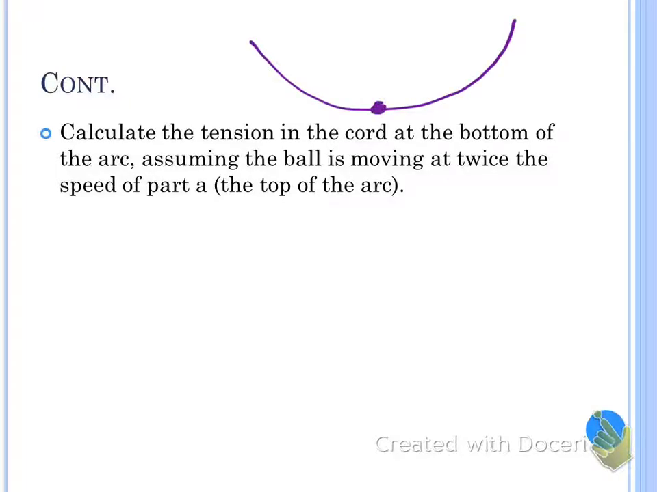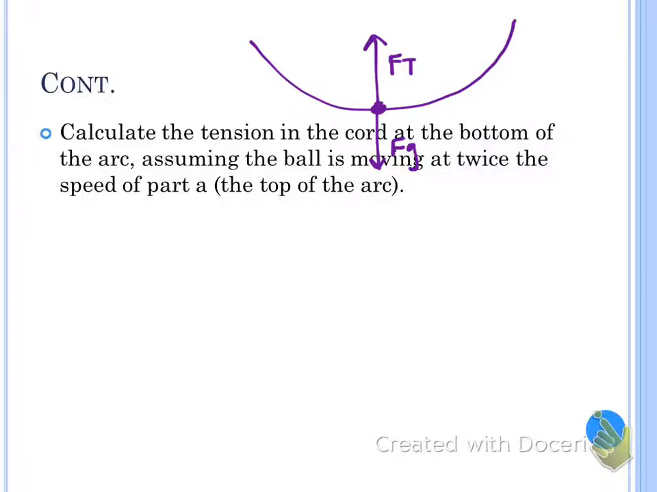So here's the bottom of the arc. What do we have pulling toward the center of the arc? Tension. And what do we have pulling away? Gravity. Okay. Where it says it's moving twice as fast at the bottom, that's not a rule. That's not something you need to remember. That's just an example for this problem, not a rule of thumb, so don't think that that's common.